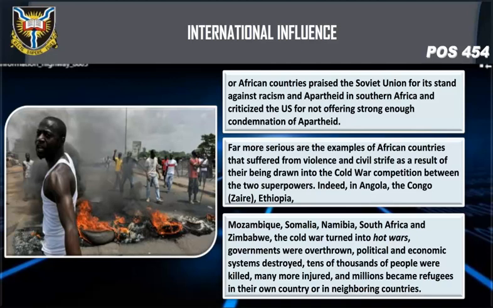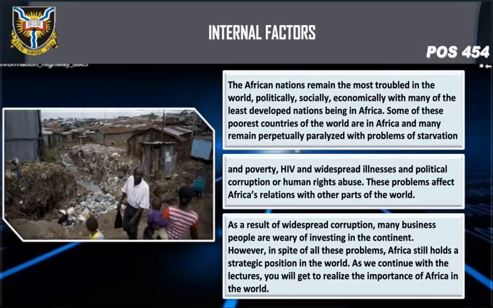Far more serious are the examples of African countries that suffered from violence and civil strife as a result of their being drawn into the Cold War competition between the two superpowers. Indeed, in Angola, the Congo, Zaire, Ethiopia, Mozambique, Somalia, Namibia, South Africa, and Zimbabwe, the Cold War turned into hot wars. Governments were overthrown, political and economic systems destroyed, tens of thousands of people were killed, many more injured, and millions became refugees in their own country or in neighboring countries.